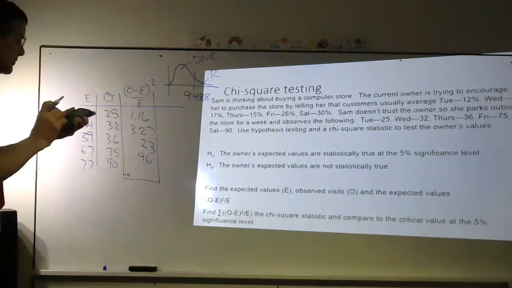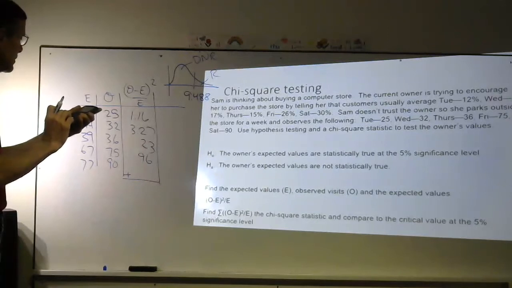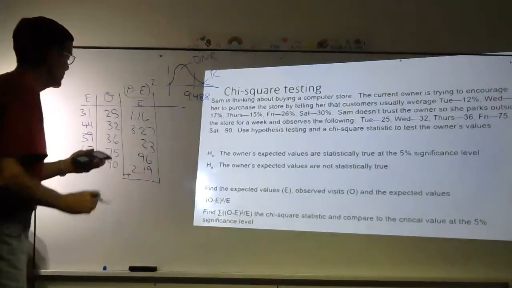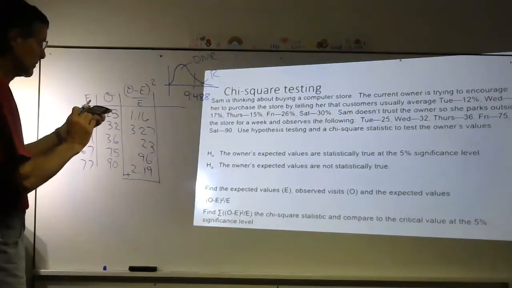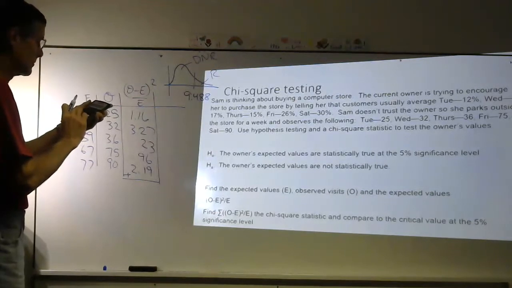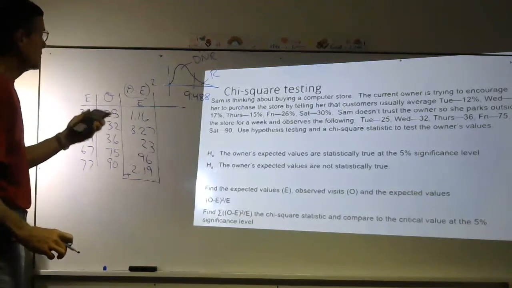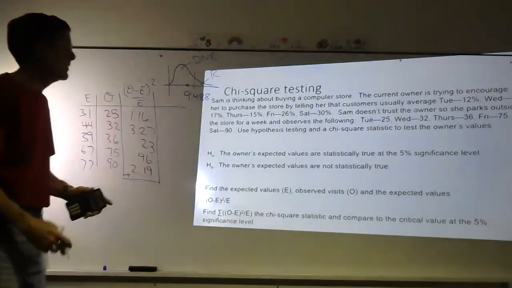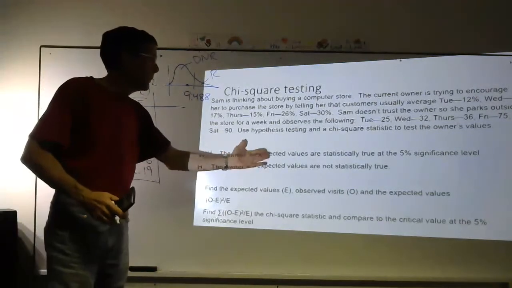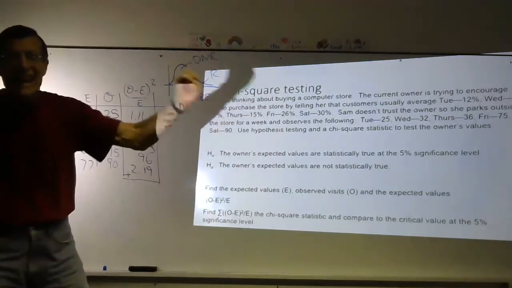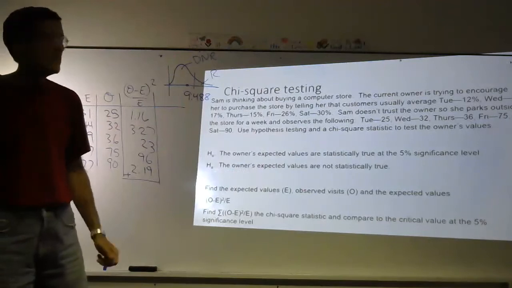77 to 90 is 13. Squared is 169 divided by 77 equals 2.19. Add those babies up. And I get 7.81, and look where 7.81 is. It is in the do not reject region. We can agree that the owner's expected values are statistically true. Is that neat or what? Okay, fantastic.